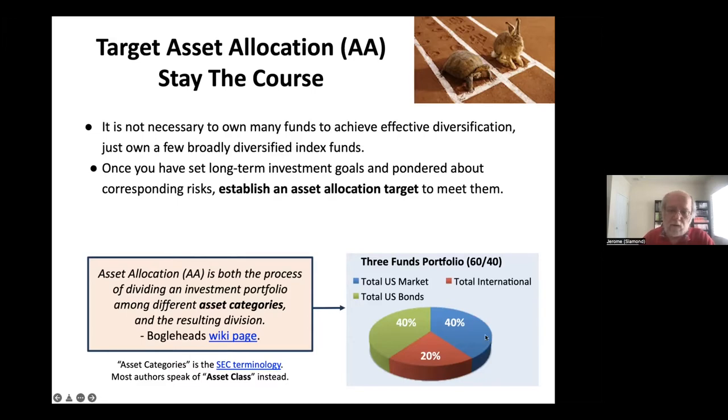So here I took one of the favorite examples of some folks on the forum, a 60% stock, 40% bonds portfolio with a bit more diversification in terms of splitting the stocks in a chunk of US market and another chunk of total international. So this is just an example. If we go back to the asset allocation wiki page, the fact of dividing your entire portfolio among asset categories or asset classes is the asset allocation. So, okay, you're a good Bogleheads, you define a target, and then what?